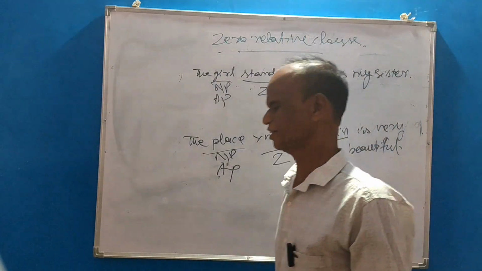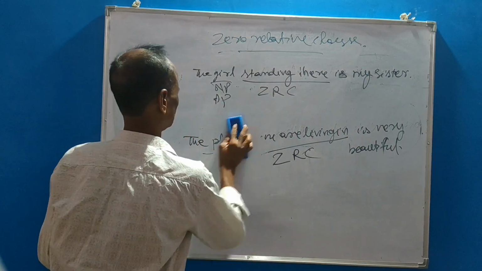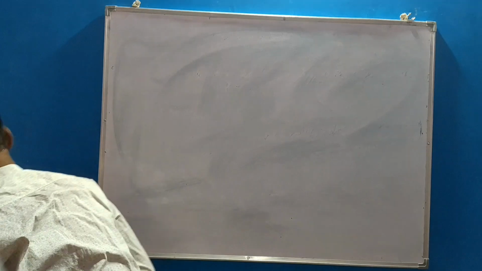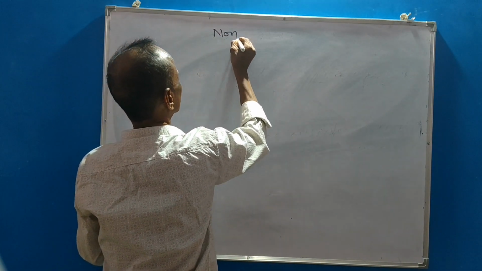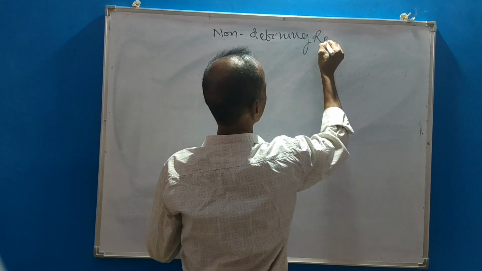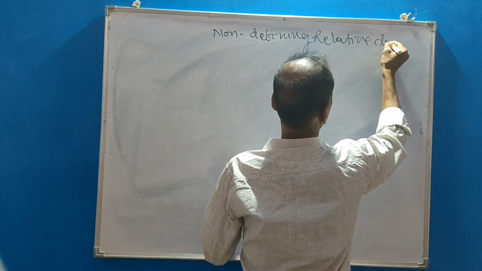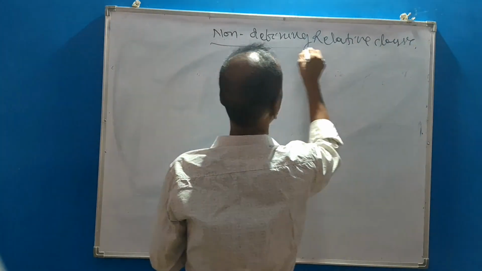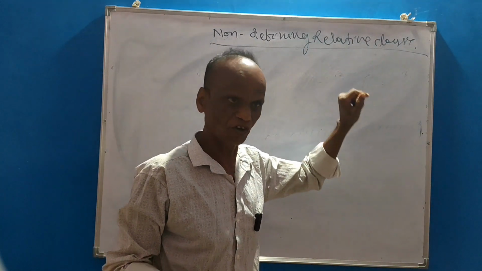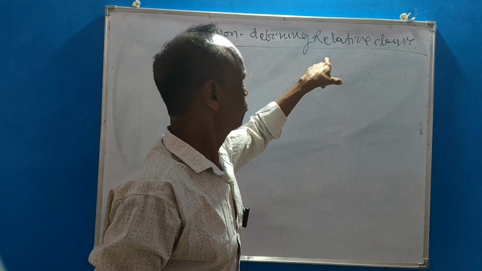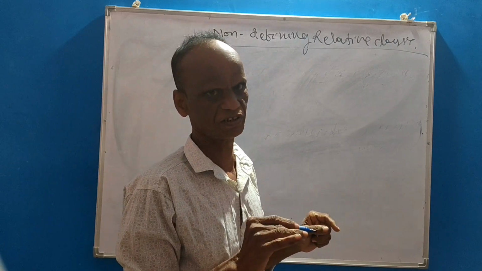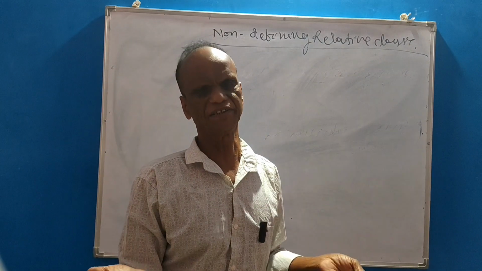Okay, next, non-defining or non-identifying relative clause. A non-defining clause is a clause which gives extra information about the noun phrase in a sentence. Okay, that has already been defined.